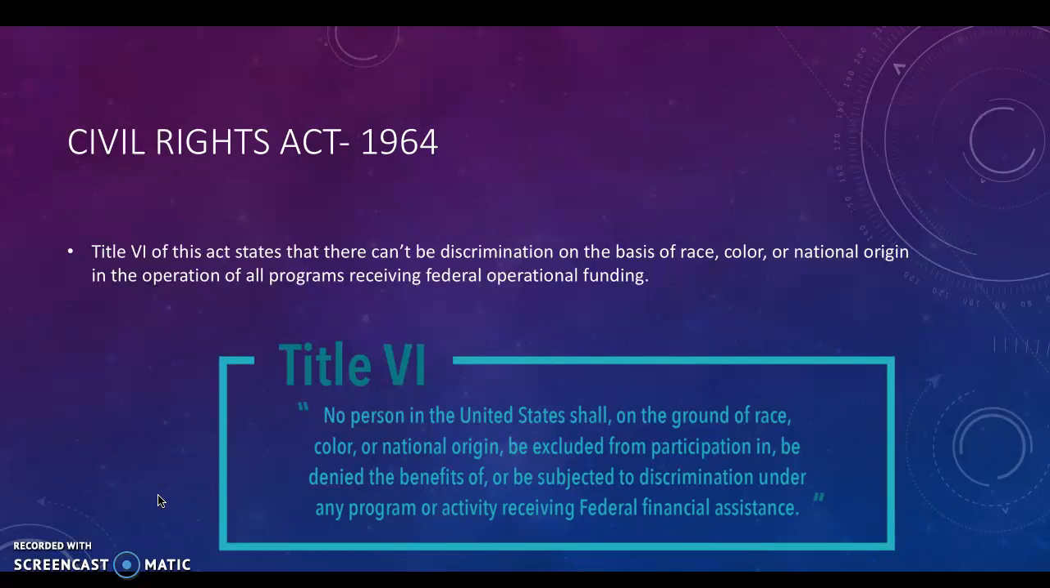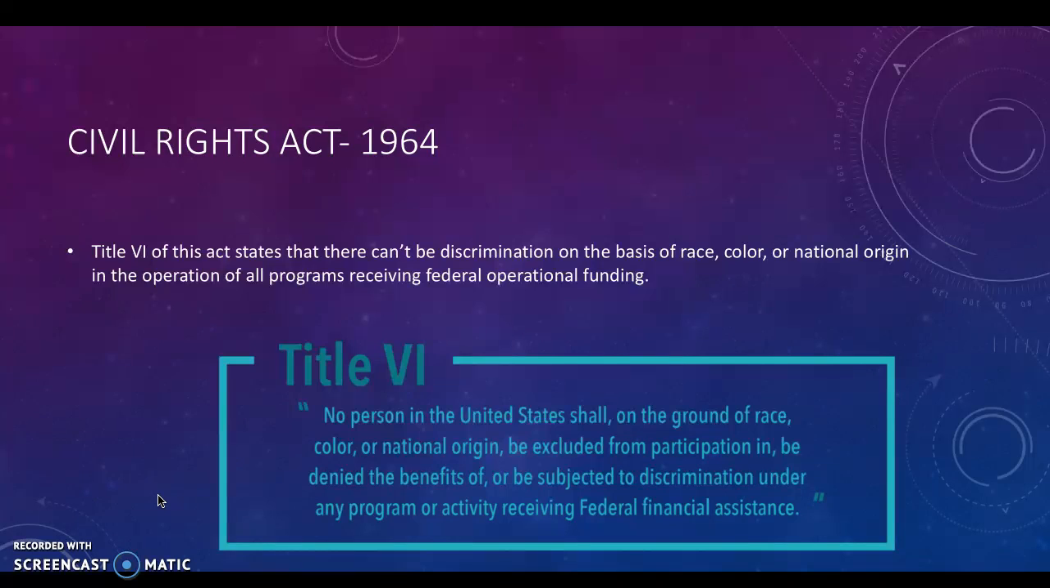Next, we have our first piece of vital legislation for English language learners, the Civil Rights Act of 1964. The Civil Rights Act of 1964 has one extremely important title for English language learners, Title VI. Title VI of this act, passed by Congress, states that there can't be discrimination on the basis of race, color, or national origin in the operation of all programs receiving federal funding.